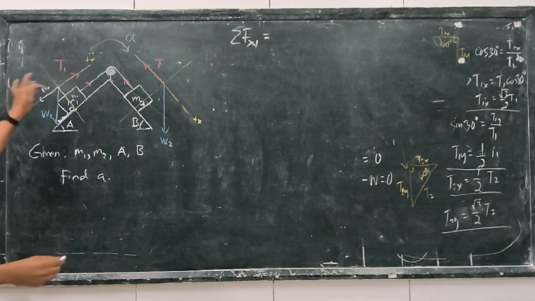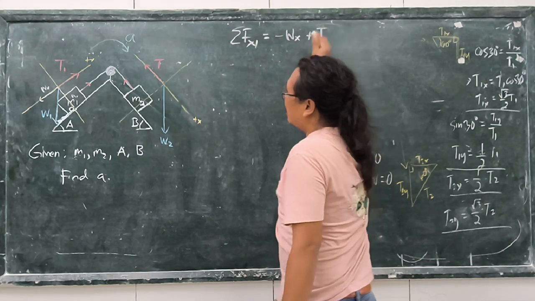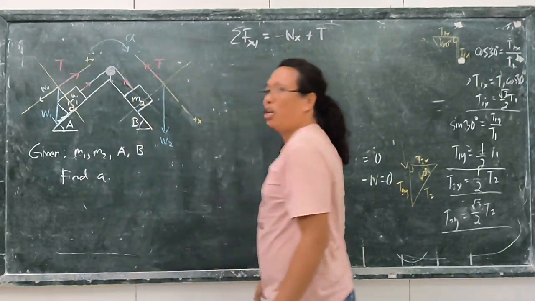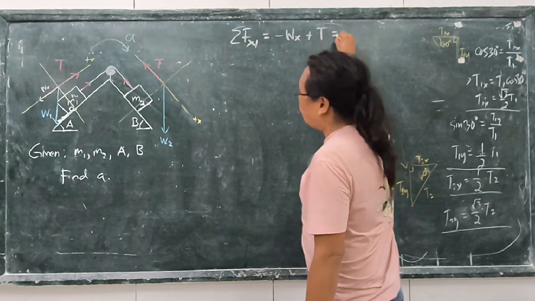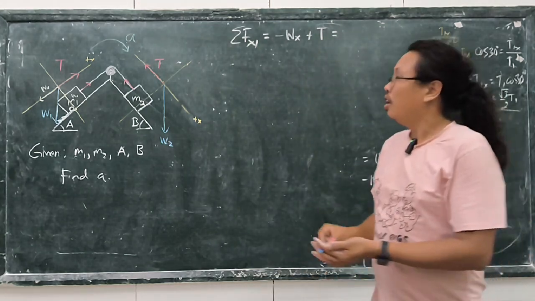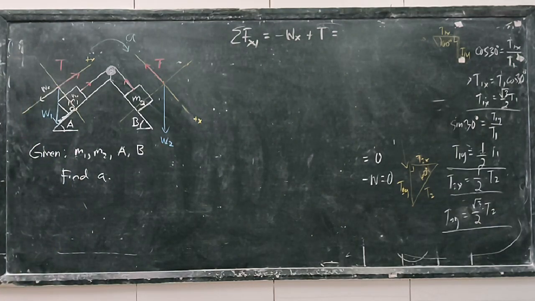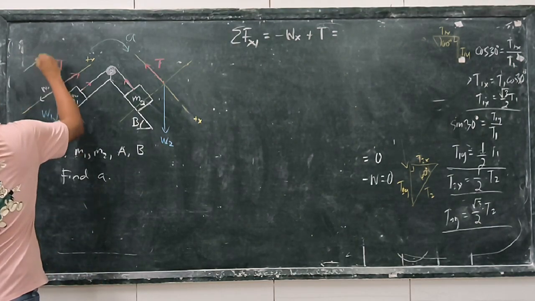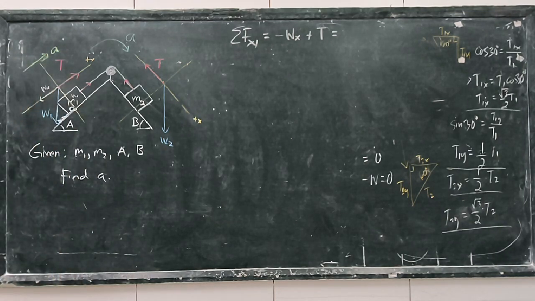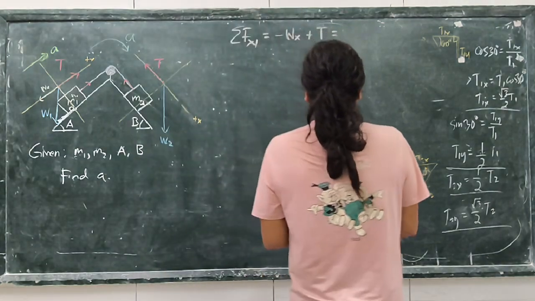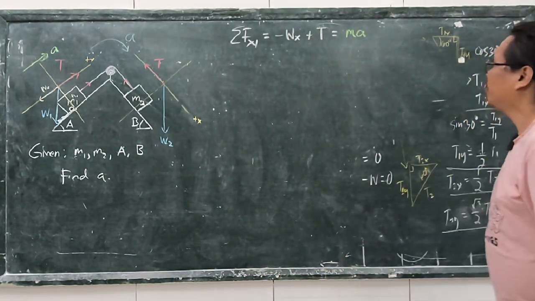Now our weight, this is now minus weight x plus T. Now okay, we will not use T1. Okay, they are the same tension, right? So T equals what? Now this is no longer 0 because our object is moving in which direction? It's moving in this direction with an acceleration a. So this is no longer equal to 0 but equal to ma. Okay?